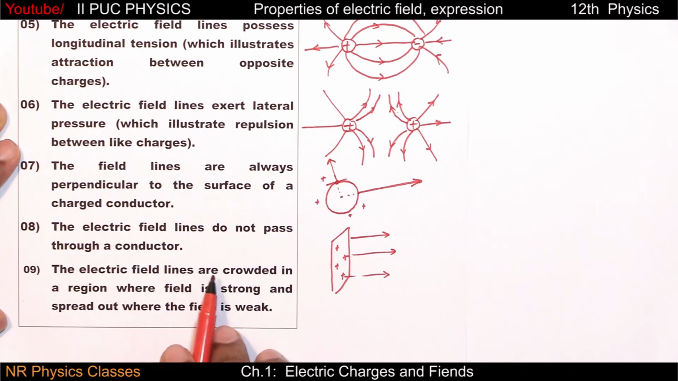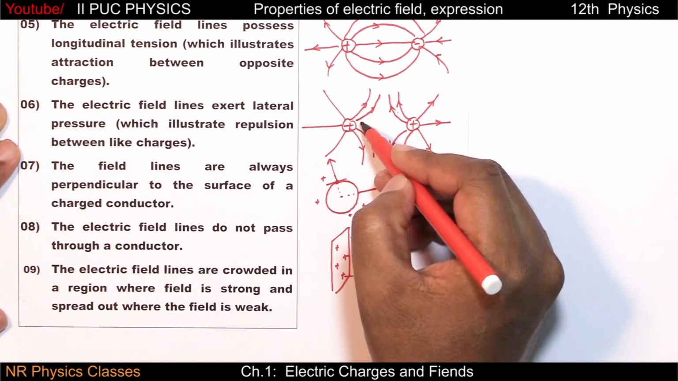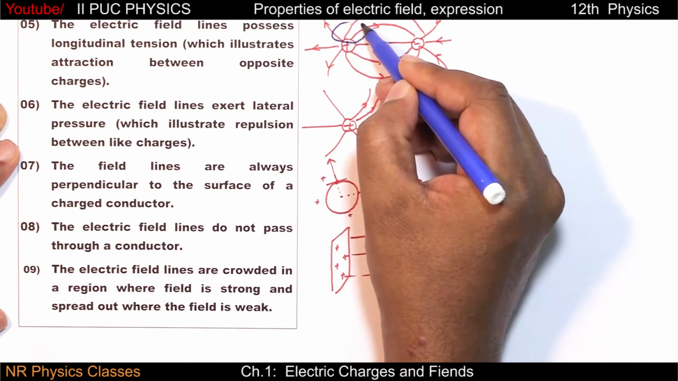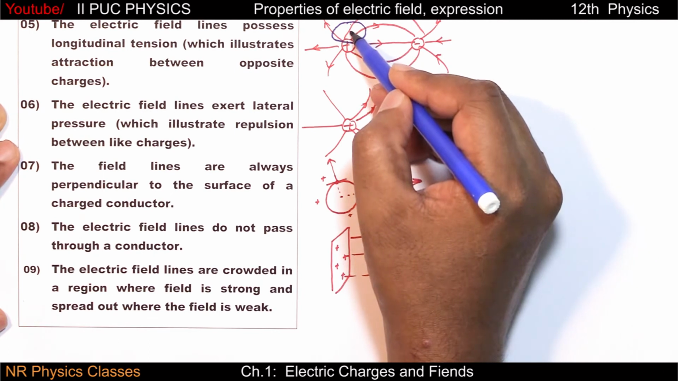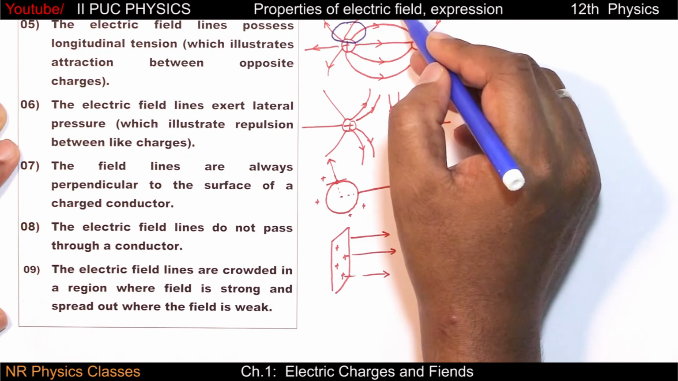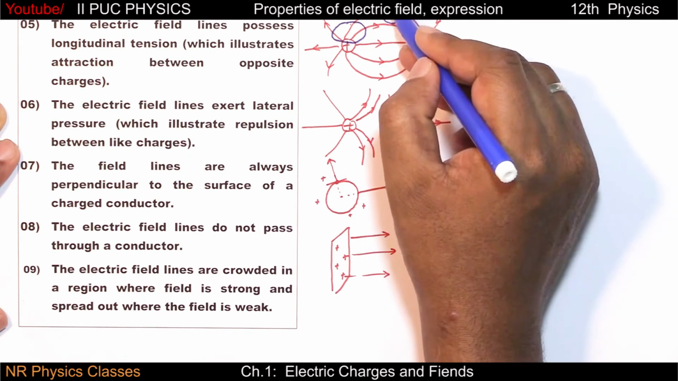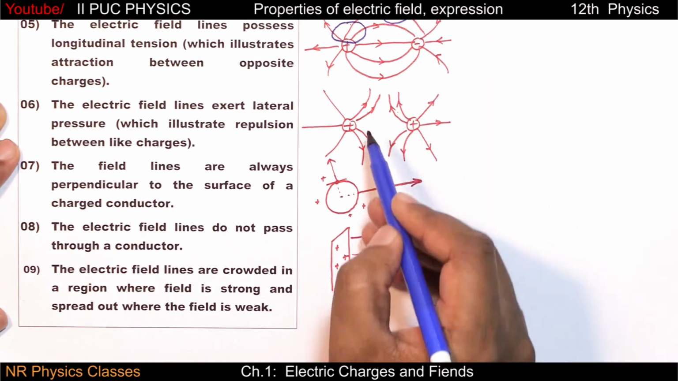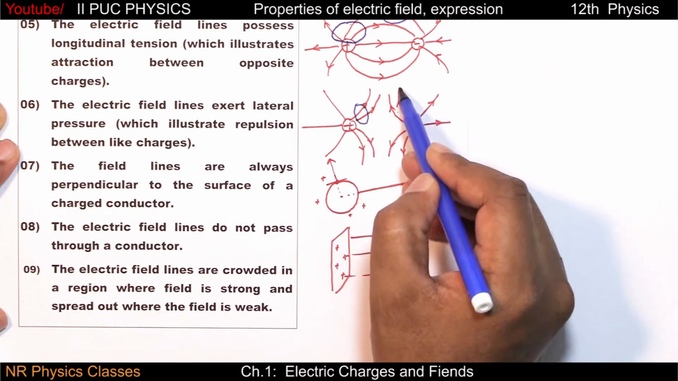The electric field lines are crowded in a region where the field is strong and spread out where the field is weak. Observe these two cases. In this region, electric field lines are crowded, meaning the electric field is strong, closer to the positive charge. Here, less crowded, spread out, means weak field. Similarly, stronger field, weaker field.